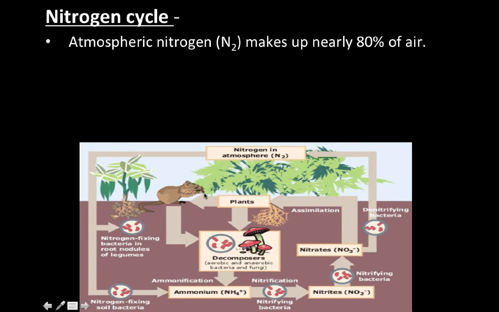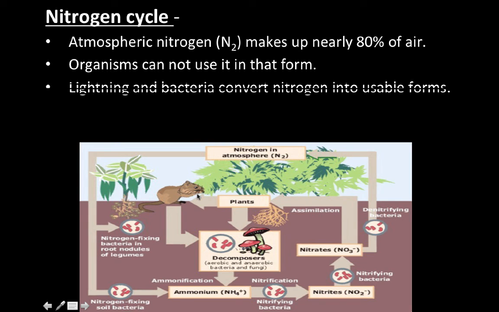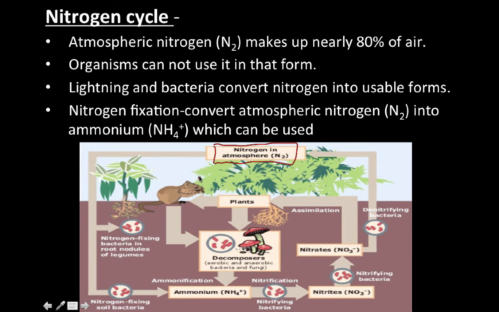And finally, the nitrogen cycle. This is probably the most difficult one, following nitrogen through an ecosystem. Just know that when you're looking at these, it probably makes a lot of sense just to start with atmospheric nitrogen and then see where it goes from there. Nitrogen makes up nearly 80% of the air in the atmosphere. Most organisms can't really use it in that form, so they have to fix it into a different form. Lightning can do that as well. Nitrogen fixation occurs. We take N2 and convert it to ammonium, which can be used as well.